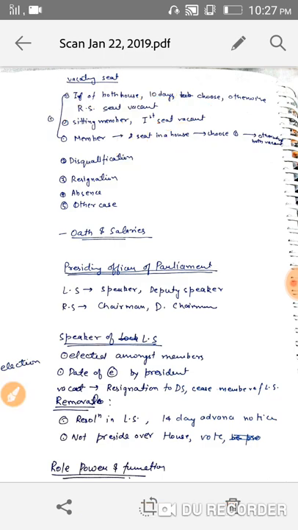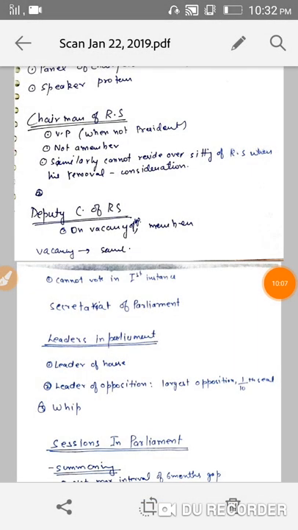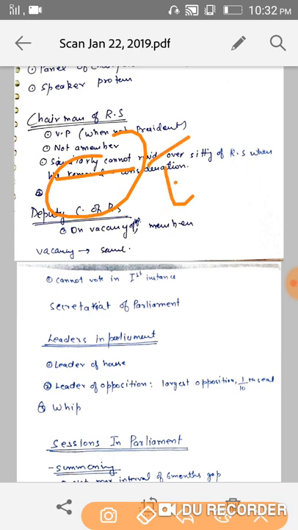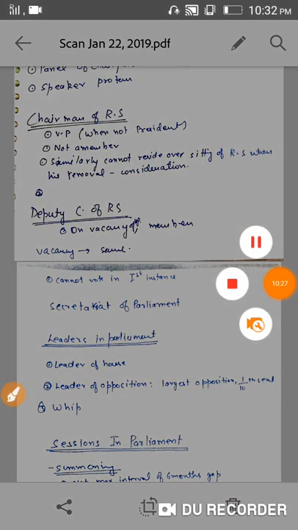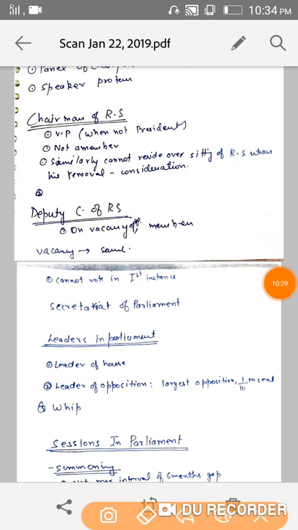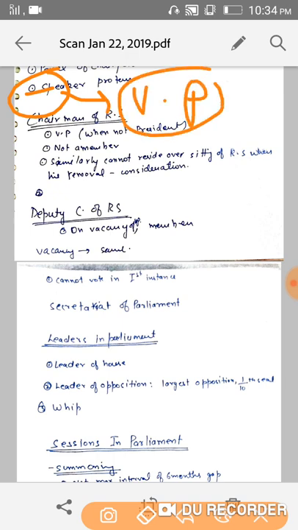Now we come to the chairman of Rajya Sabha. The chairman of Rajya Sabha is an ex officio member, the vice president. So the vice president of our country is the ex officio chairman of Rajya Sabha. It has to be understood that this chairman of Rajya Sabha can only be removed if he is removed from the post of vice president of our country. Until then he cannot be removed from his office.